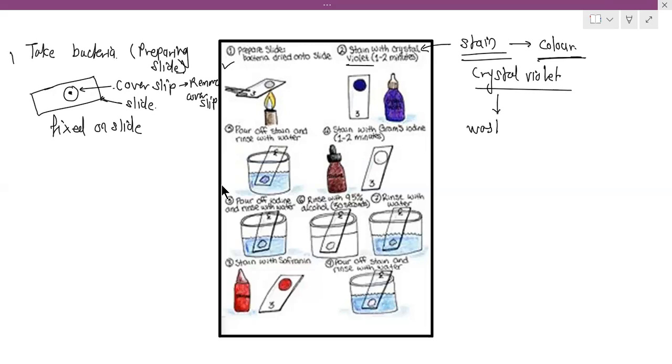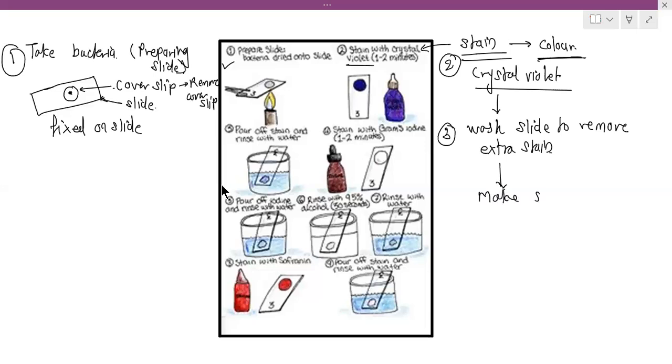See, my first step is to fix it. Second step is to add stain. Third step is to wash the slide to remove the extra stain. The extra stain is gone. Now make the slide dry. Once it gets dry, now add the next stain, called gram iodine.